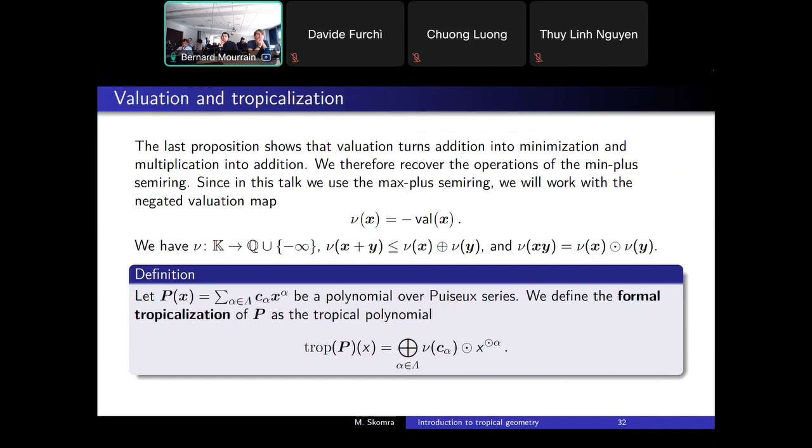However, in this talk, I made my slides in the max-plus semiring. So if I want to have a max-plus operation, I will use the negation of the valuation, okay? So this is my negated valuation map. It goes from the Puiseux series to rational numbers with minus infinity, and it satisfies these two properties of the max-plus semiring. The negated valuation of the product is the sum of the negated valuations, and the negated valuation of the sum is at most the maximum of the two.